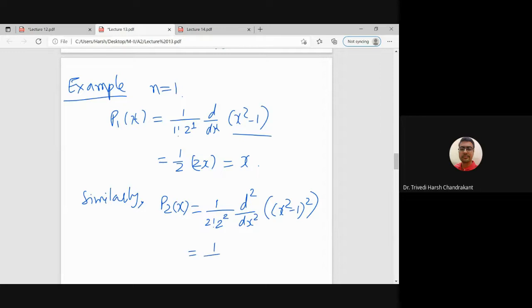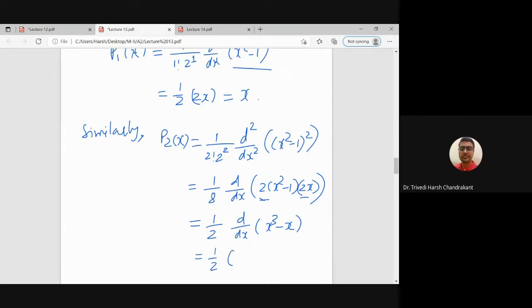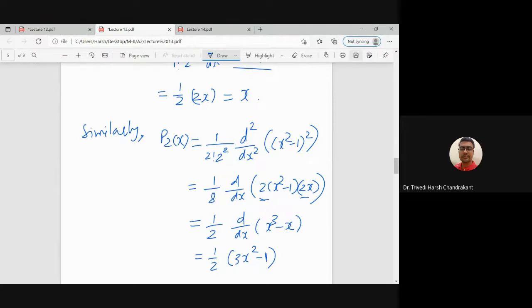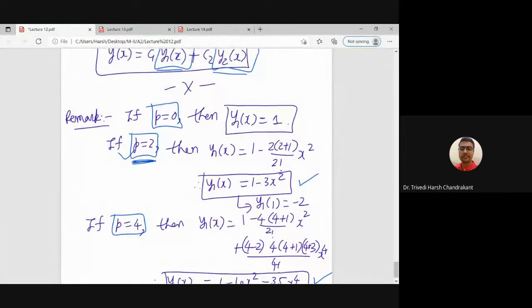So now this is 1 by 8 times the second derivative. So the first derivative is 2 times x square minus 1 times 2x, right? So that 2 will cancel out. This 4 will cancel out with 8. And we get half times the derivative of x cube minus x. So this is nothing but half of 3x square minus 1, right?